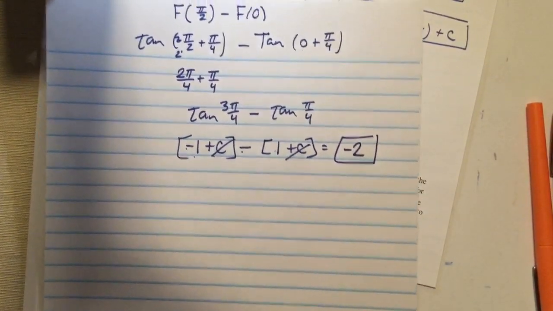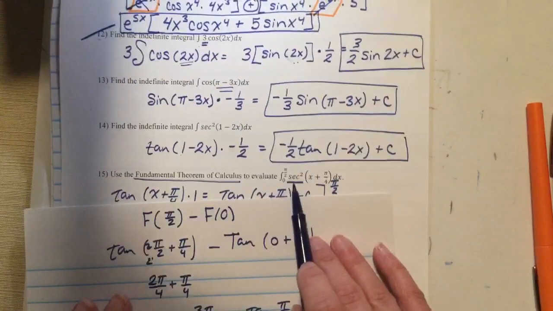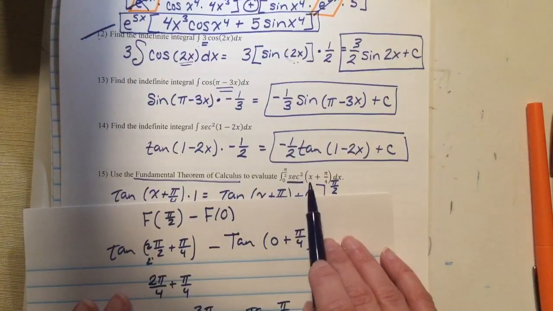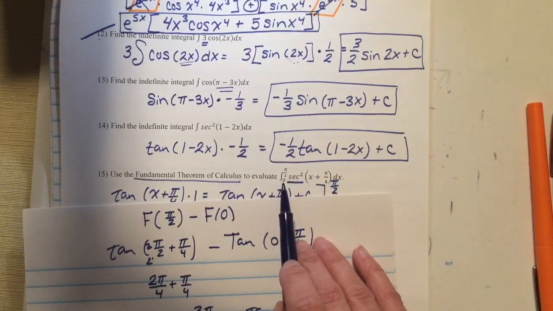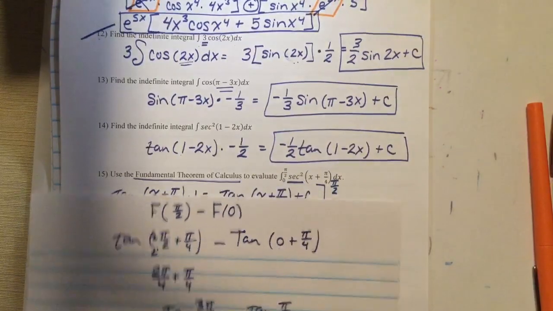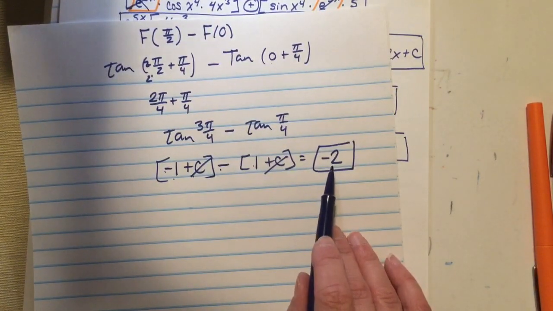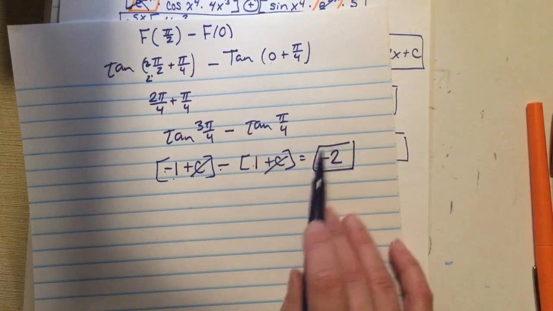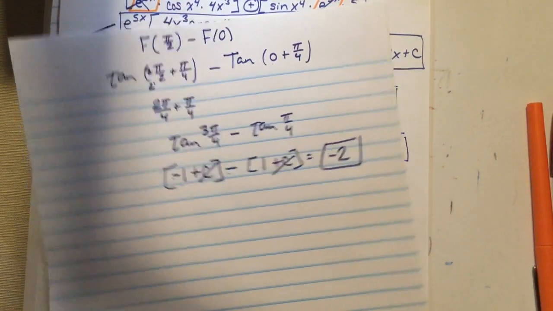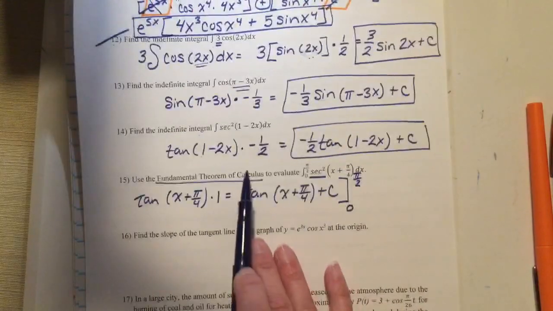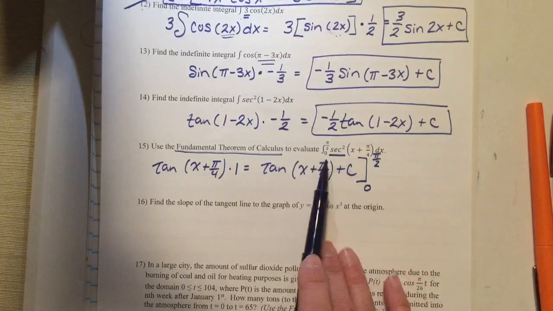So what this tells us is if we were to graph the original function, the secant squared of x plus pi over 4, and we were looking on a coordinate plane between 0 and pi over 2, the area is -2. If it is a negative area, that just means that that portion of the graph is going to fall below the x-axis.